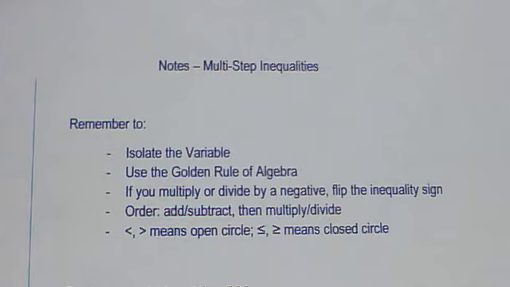And finally, if you see a less than or a greater than symbol, that means you use an open circle to graph. And if you see a less than or equal to or a greater than or equal to, that means you use a closed circle to graph. We're just going to look at 3 quick examples today. If you need Miss Levi to, ask her to pause or rewind or show it to you again. Otherwise, be sure you're filling it in and figuring out what you're supposed to do.